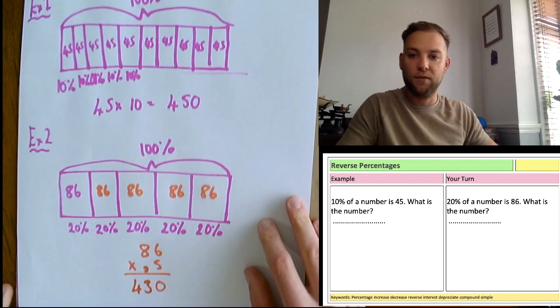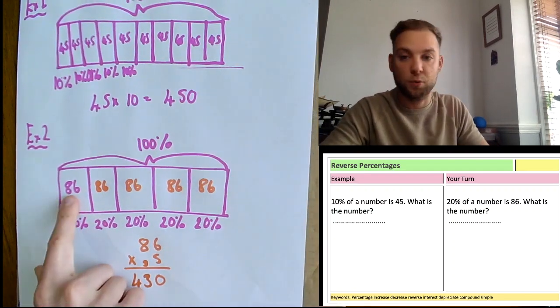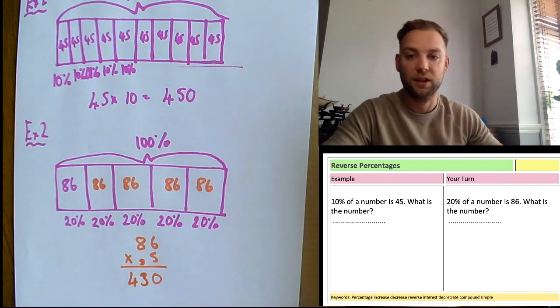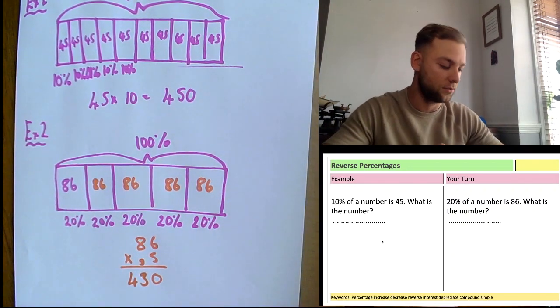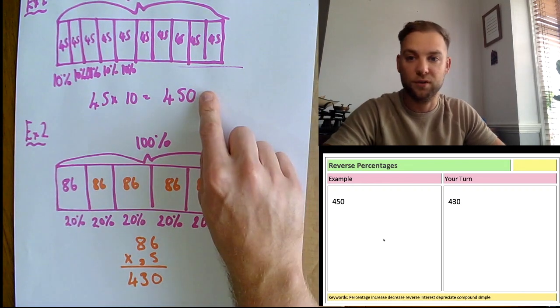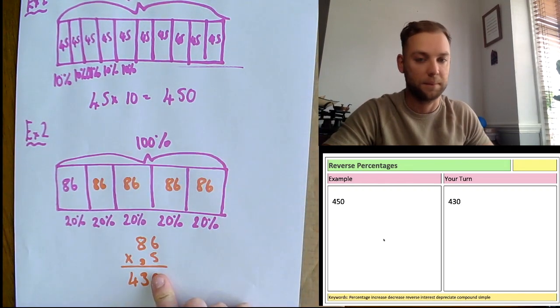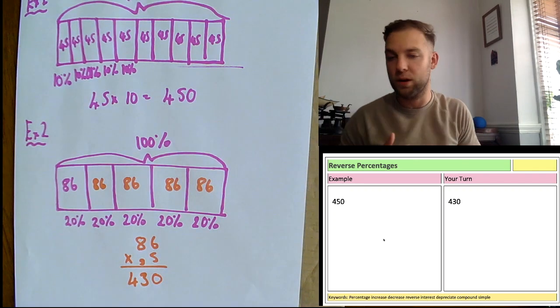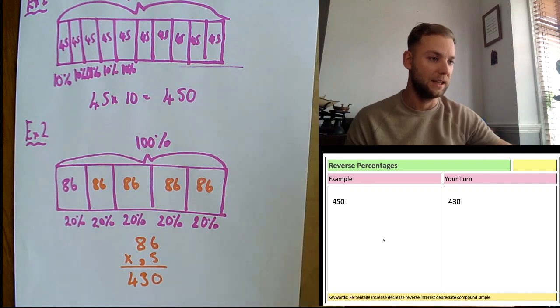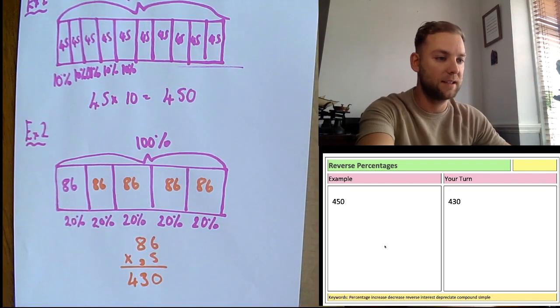Okay, so with that one there, we knew that 20% was worth 86, so to get back to 100%, I've got to times by 5, which will give me 430. So let's check both of those answers. Brilliant, 450 and 430. Super. So that's the starting point of this, when you know a particular percentage of something and you're trying to get back to 100%. So let's have a look at the next type of this.